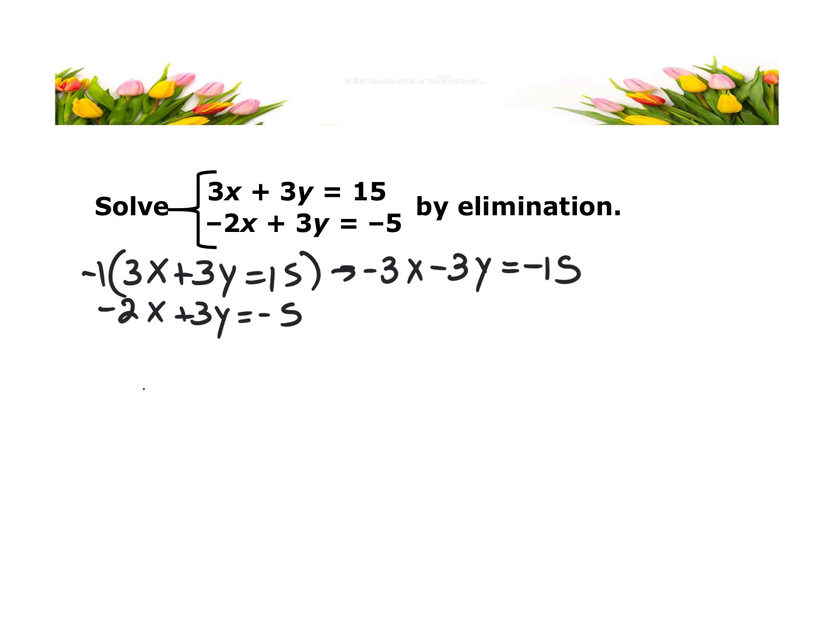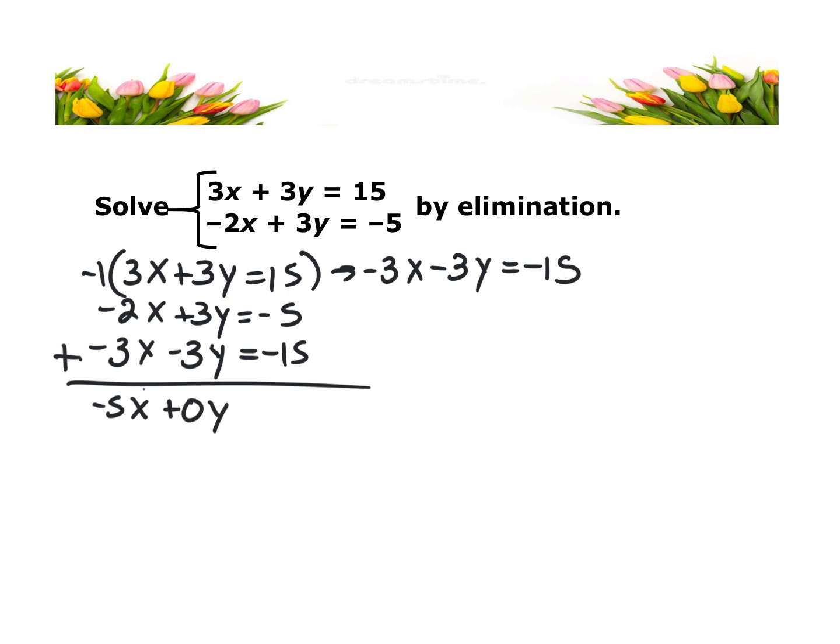So after I get negative 3x minus 3y equals negative 15, I'm just going to write it right under the other equation. And now I can add them. So we're going to get negative 2x plus negative 3x as negative 5x. The y's cancel out because we have a positive 3y and a negative 3y. So I'm going to say plus 0y is equal to negative 20. Then I'll go ahead and rewrite it without the 0 because it cancels out.